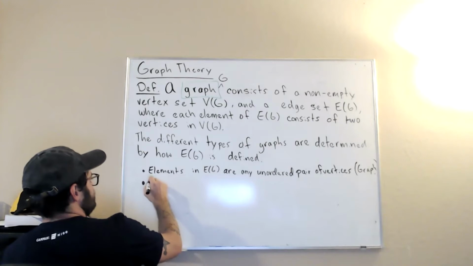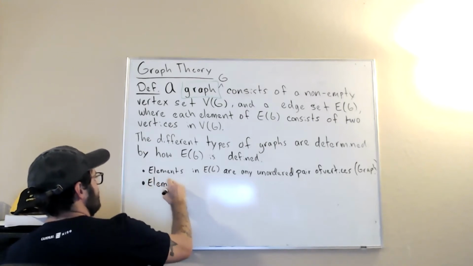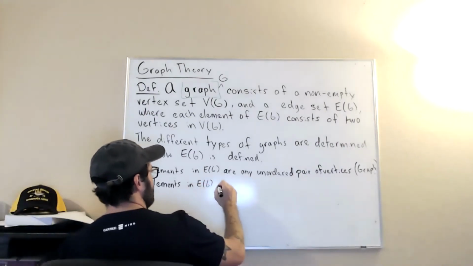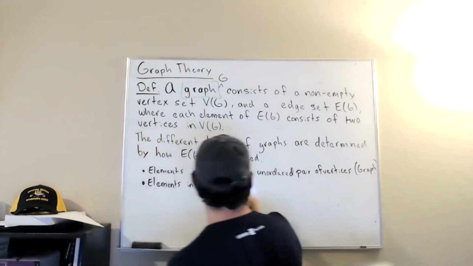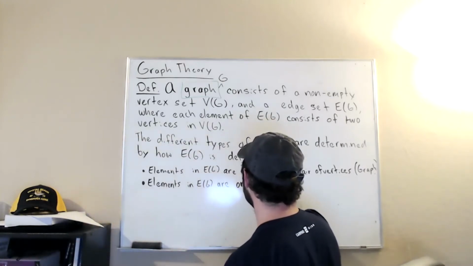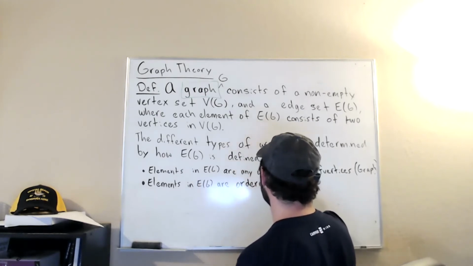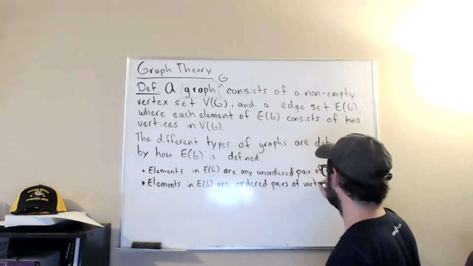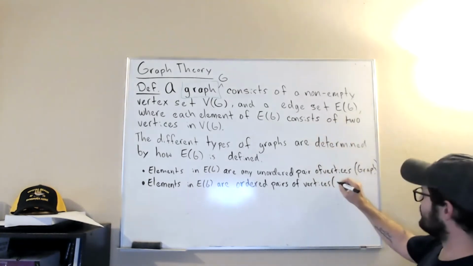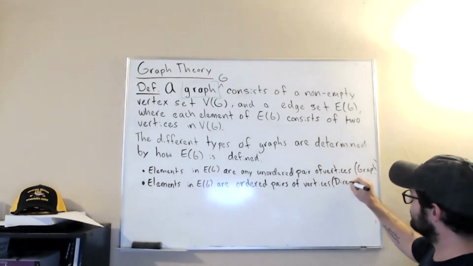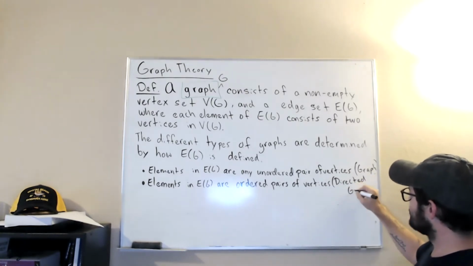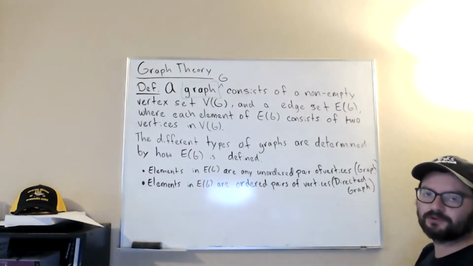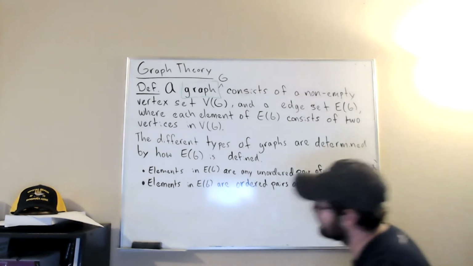And then we can have elements in E of G that are ordered pairs of vertices. These are what's called directed graphs. So if the elements in the edge set are ordered pairs, these are directed graphs. There's a beginning endpoint and an end endpoint.